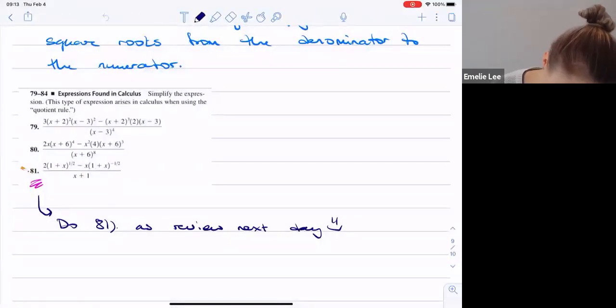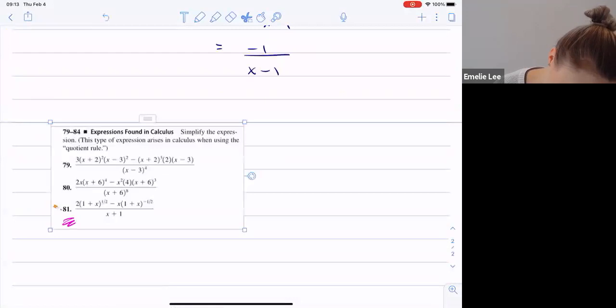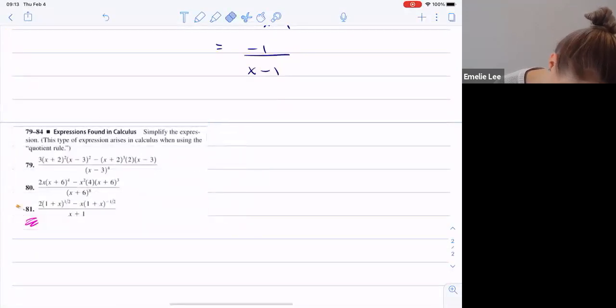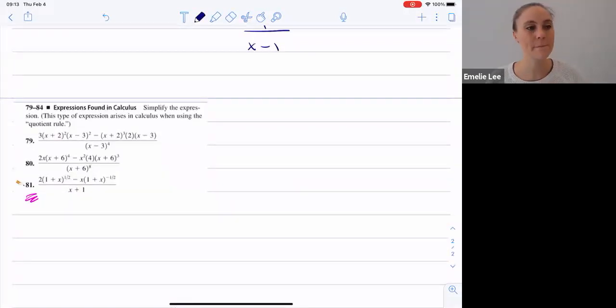I'll just grab it, copy, paste. Oh. Okay.